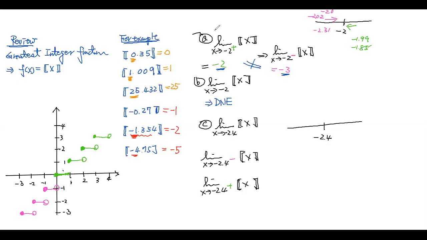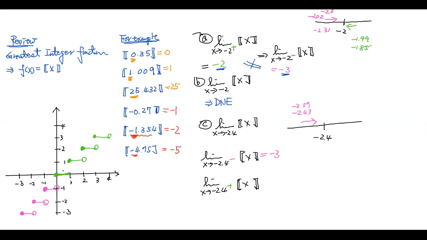Okay, so when the limit approaches from the left-hand side, right? It's negative 2.45, negative 2.55, so from here you will have values like negative 2.43, negative 2.57, something like that, right? So this will give you the largest integer less than the value, so what is here is negative 3.